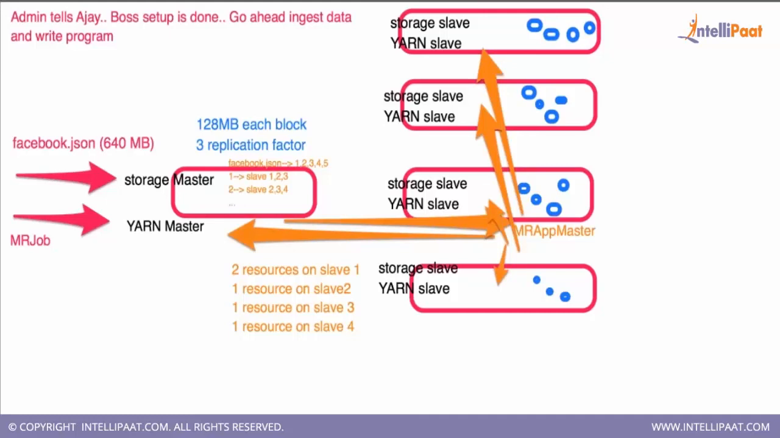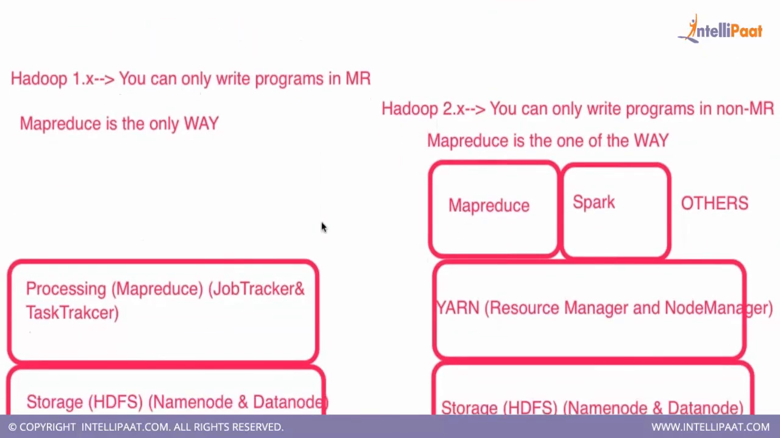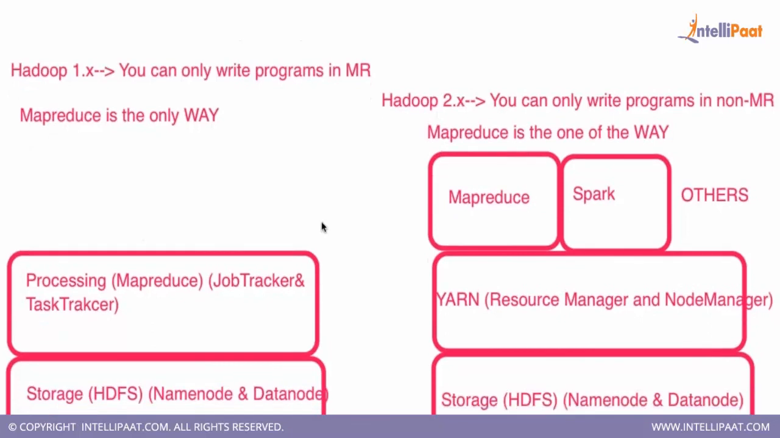That's the real idea. So this is Yarn for you. And that one keyword is, in 1.x, MapReduce is the only way. In 2.x, MapReduce is one of them. Why do you need to go for 2.x? Because you want more options in life. Simple as that.